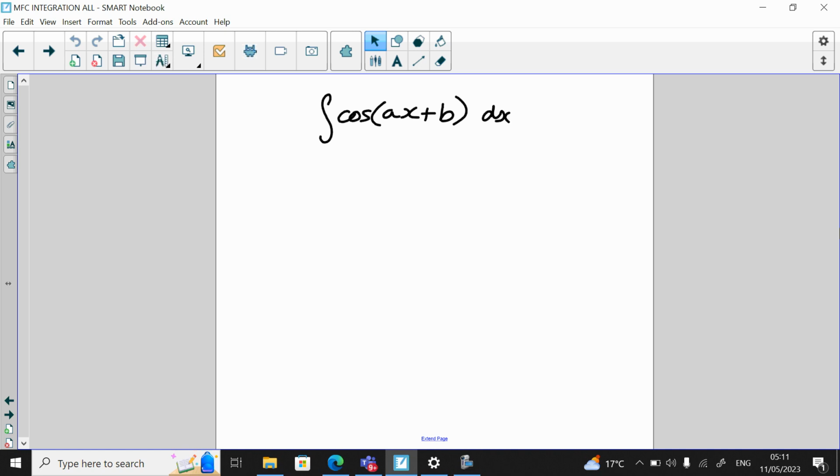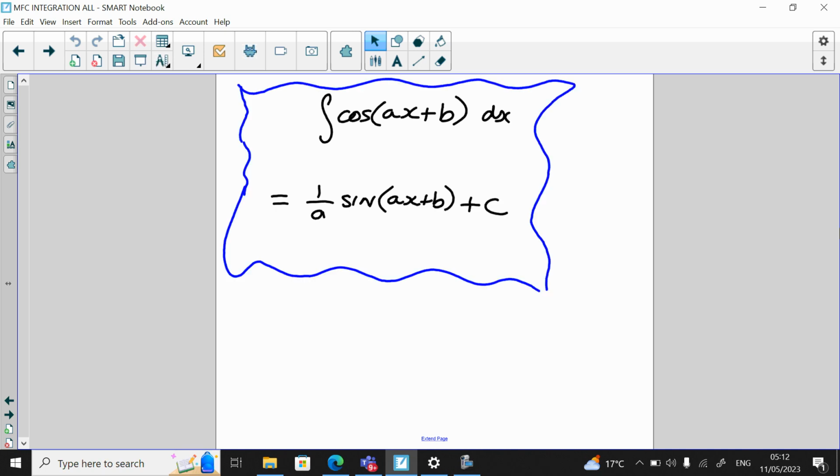Done the sine, done the cosine. Okay, the rule here is cosine when you integrate it, it's 1 over the x number we're calling a in this case. Cos goes to sine. Bring back the bracket and don't forget your plus c. That's the rule.